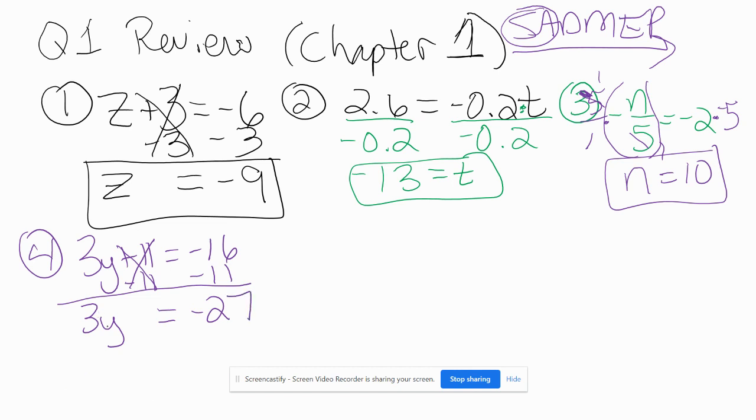This is 3 times y. The opposite of multiplying by 3 is dividing by 3. 3 divided by 3 is 1y, and negative 27 divided by 3 is negative 9.